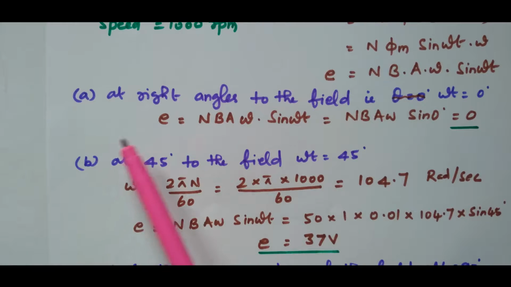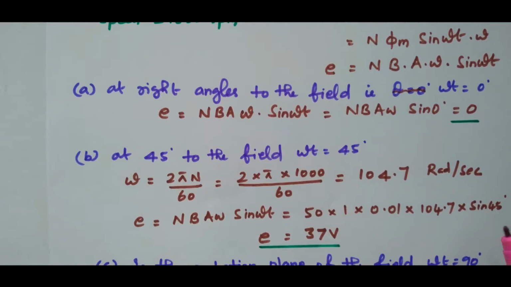First, at right angle to the field, that is ωt equals 0 degrees. In that case sin 0 is 0, so the value will be 0. Due to 0 degrees, the induced EMF will be 0.